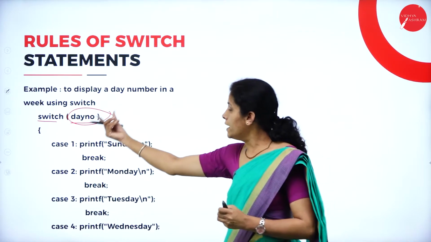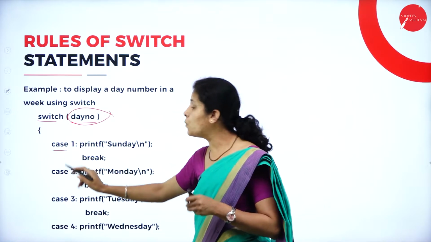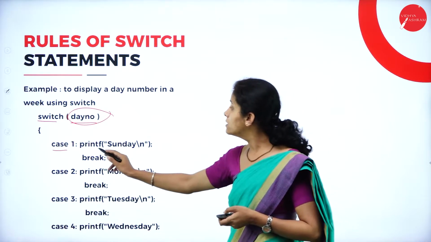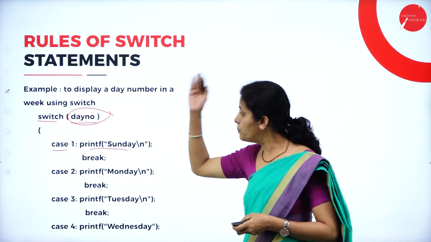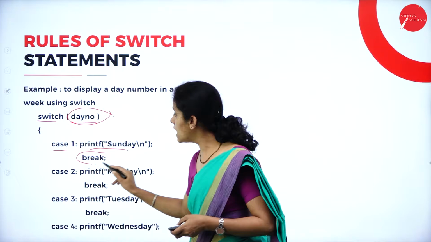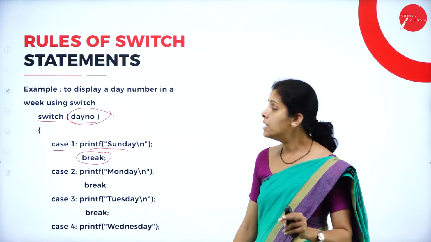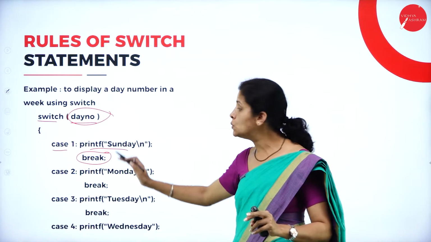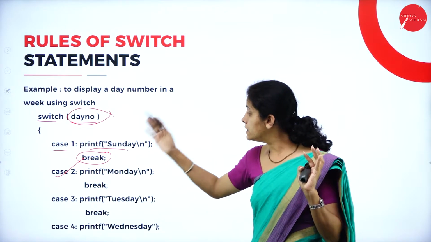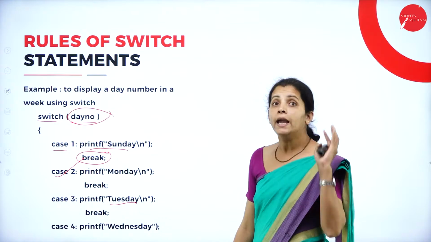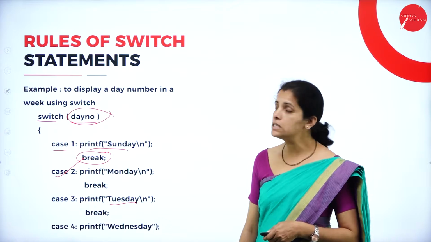Now, if I select the expression equal to 1, then case 1 is going to execute. Then what is the output I'm going to get? It is Sunday. Now, I want to break this case. For that reason, I'm going to use a break statement in my program. For example, if my day number is 2, then case 2. Suppose my day number is 3, then case 3, Tuesday. If my day number is 4, then it is case 4, Wednesday.